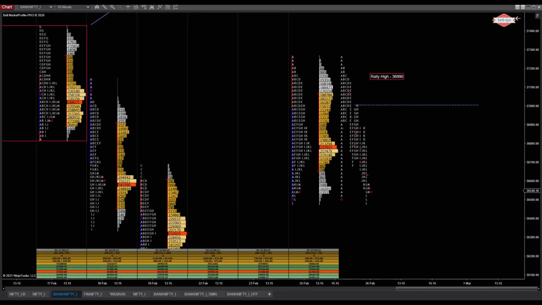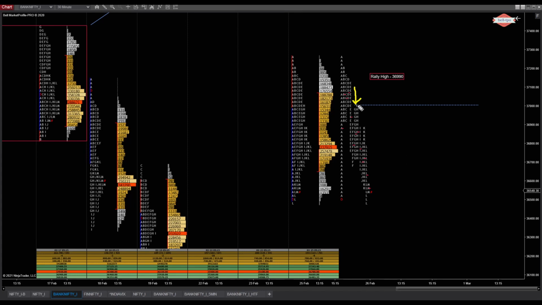Now let's take a closer look at the auction and the important references that we had today. One of the important references is obviously the distribution zone that we had from 36,820 to 37,400. For tomorrow's auction, the important reference that we'll have to consider is the rally high that formed at 36,990. This is a very important reference to the upside. If the buyers were to step in again to probe higher, this is the first reference.